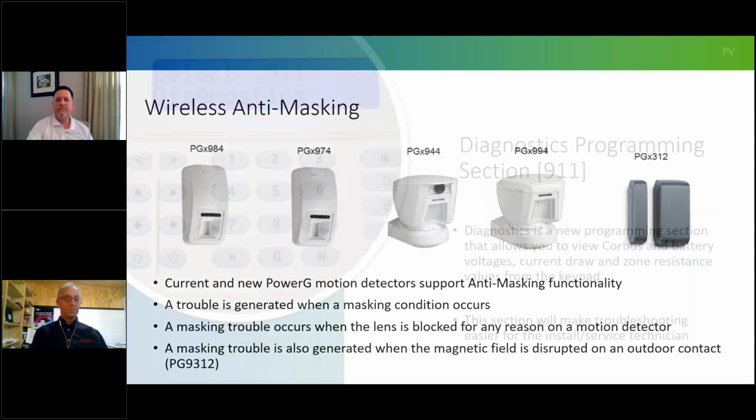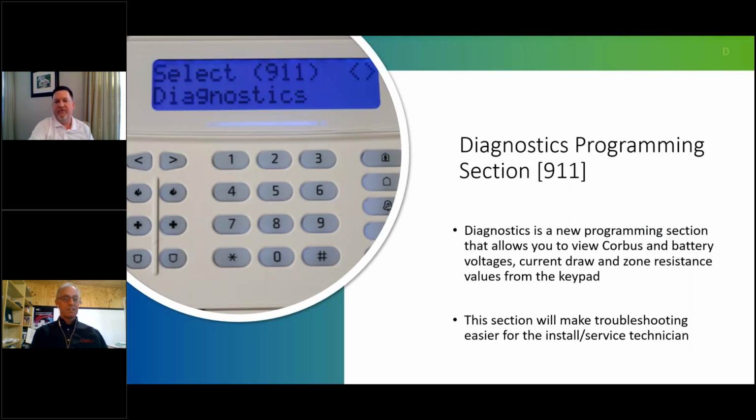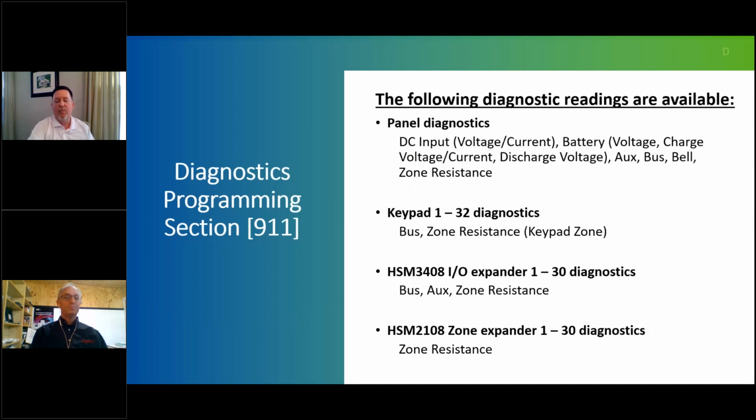Very cool. All right, diagnostic section 911. Very strong area of this panel. It may allow you to leave your meter in the truck. If you did it at home, you might be able to utilize the panel with its diagnostics functionality. We can go into section 911 and look at each module for different voltage readings and resistance readings. For example, on the motherboard, we can see what the DC input is.